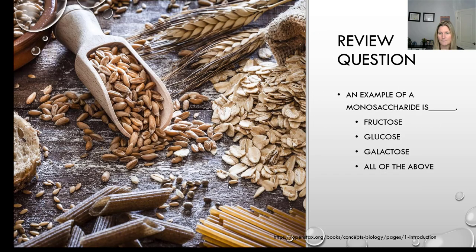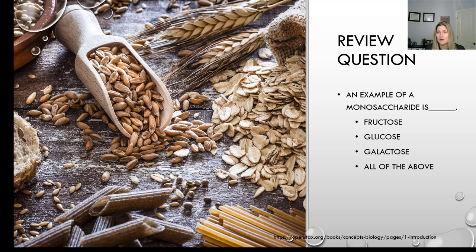As far as chapter 2.3, we're going to go through some review questions and then we're done with chapter 2. So let's start out with an example of a monosaccharide. Is it fructose? Is it glucose? Is it galactose? Is it all of those?